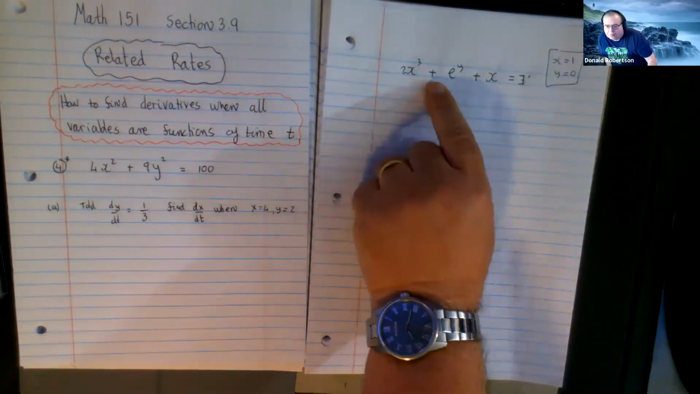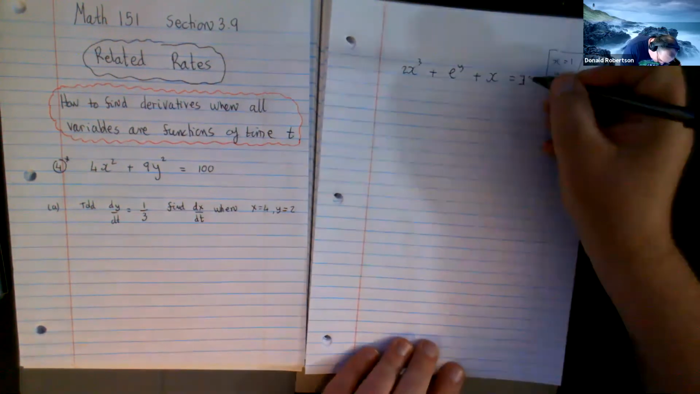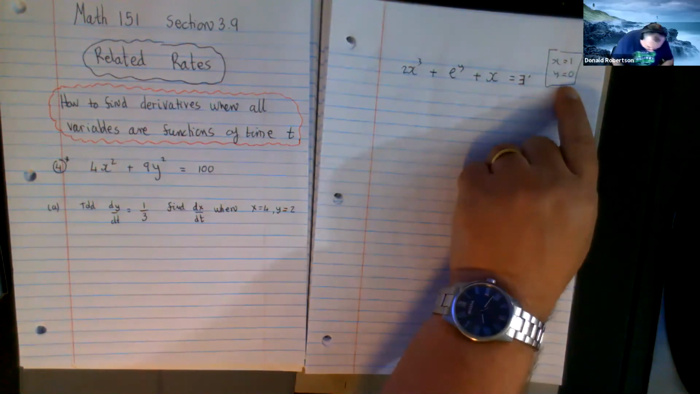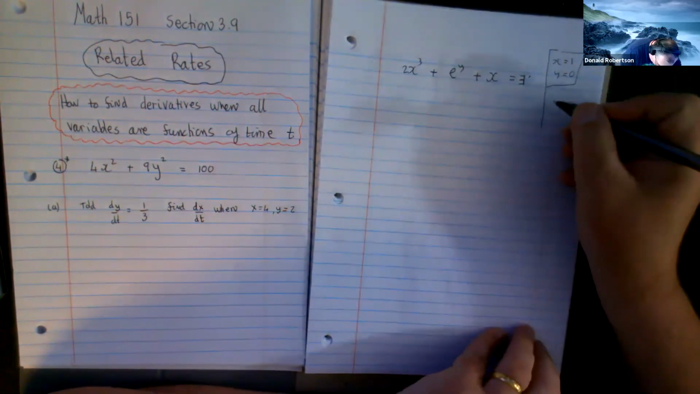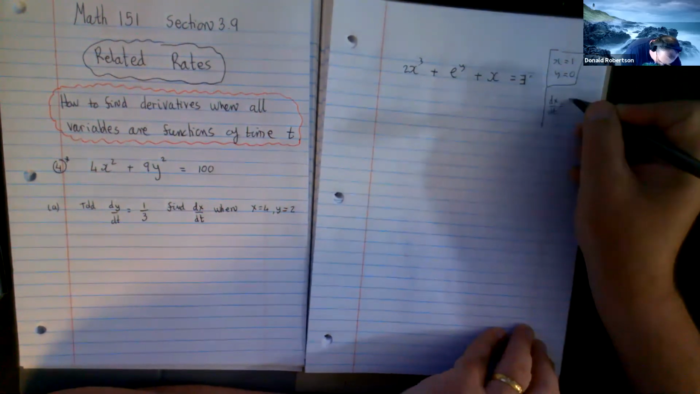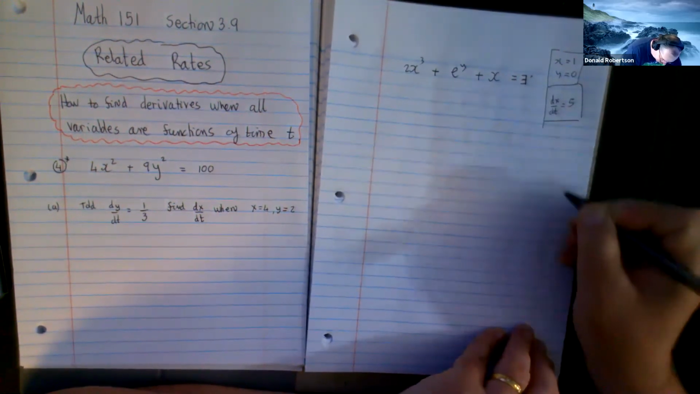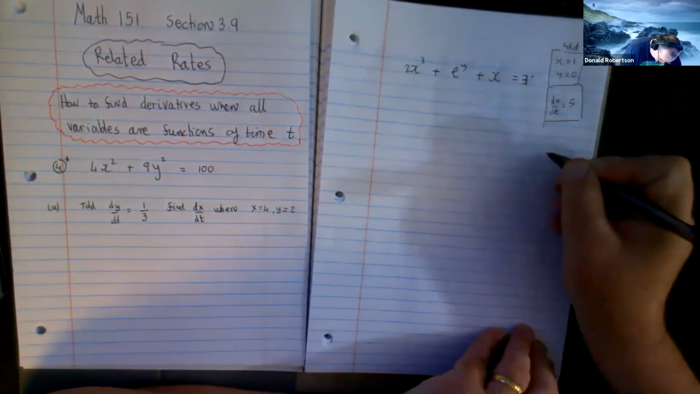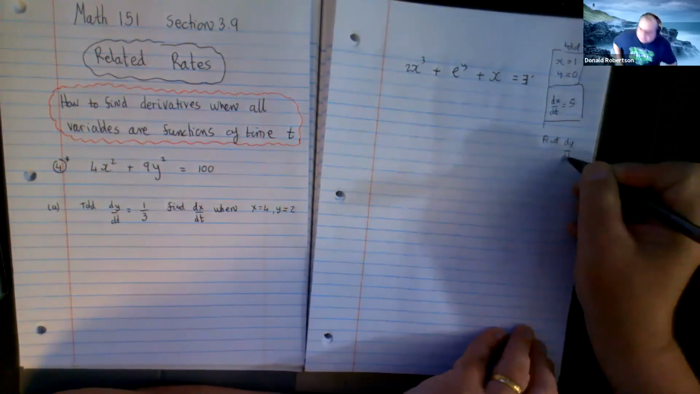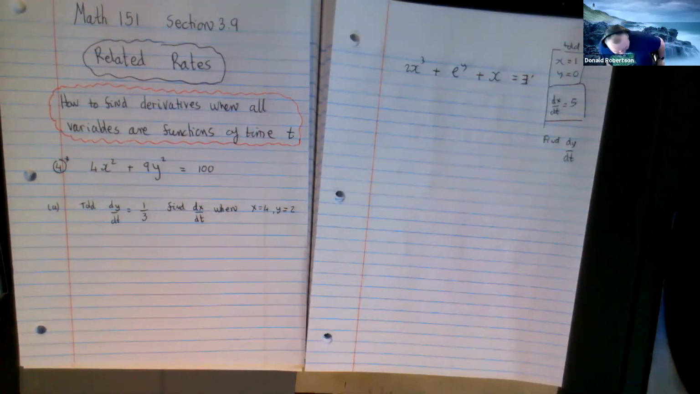Here is just an ugly expression equals 3. You're told x is 1, y is 0, and you're also told that dx by dt is 5. So that's what you're being told, and you're being asked to find dy by dt. I just randomly put some stuff together to show you that this technique doesn't need to be x squareds and y squareds. There are other possibilities.